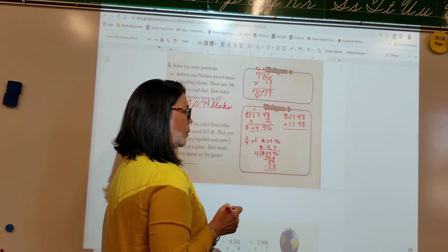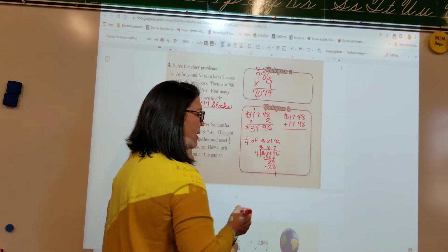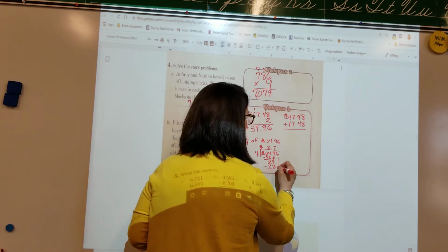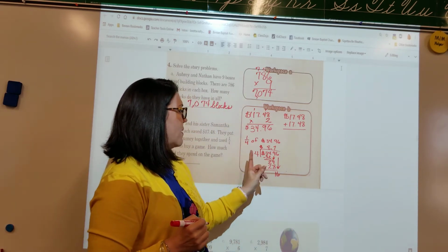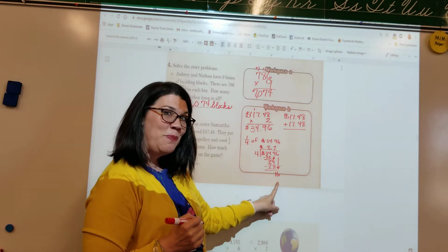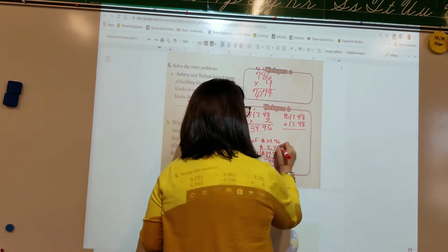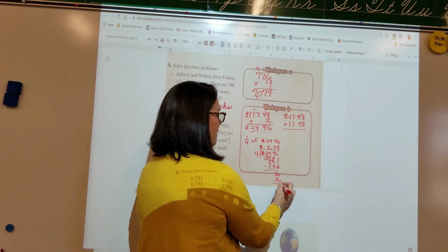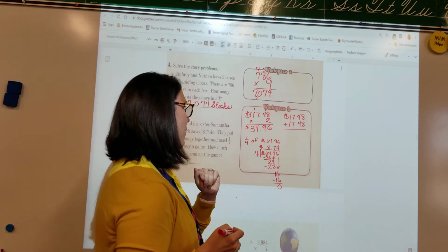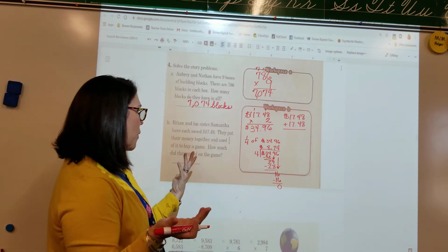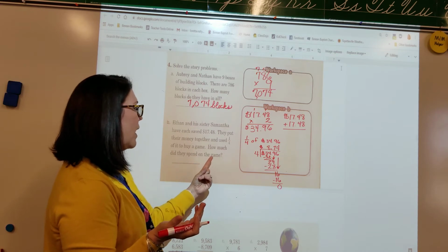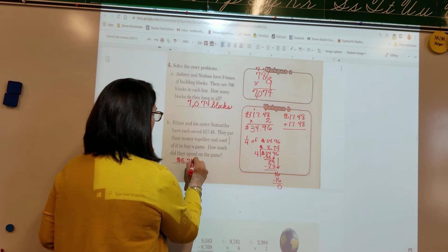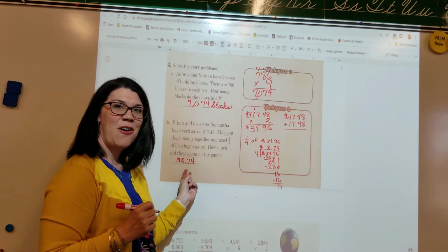Next, I'm going to subtract. 29 minus 28 would give me 1. Is 1 less than 4? It is. Next, I can bring down my last number, which is a 6. What times 4 will give me 16? That would be a 4. I'm going to multiply. 4 times 4 is 16. 16 minus 16 is 0. Don't you like that when it works out that way? I sure do. So boys and girls, the answer to our question, how much did they spend on the game? They spent $8.74. So I'm simply going to write that down on my line there.